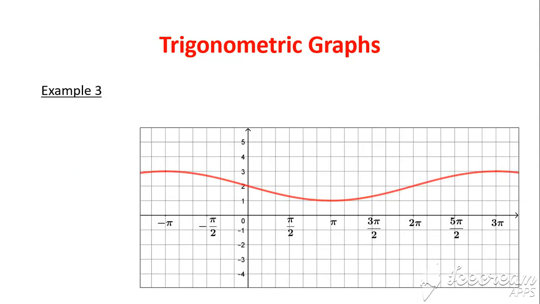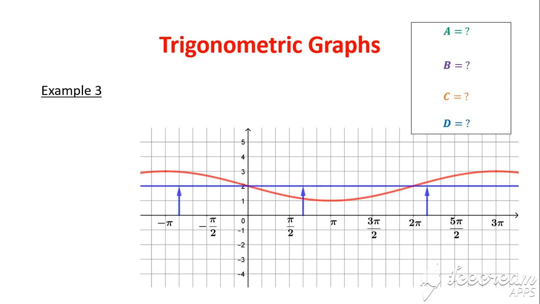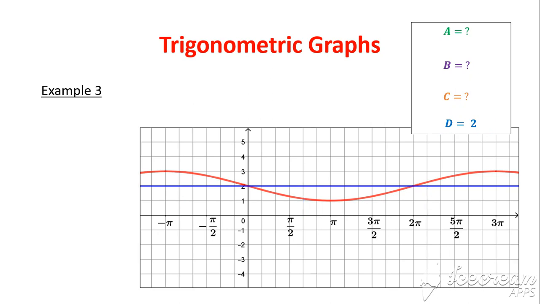Here's our last example. Here's our trigonometric graph, and we have no equation. We're going to work it out. So let's go. The whole graph has gone up 2 squares, so d is 2. The amplitude is just 1 square, so a is 1.